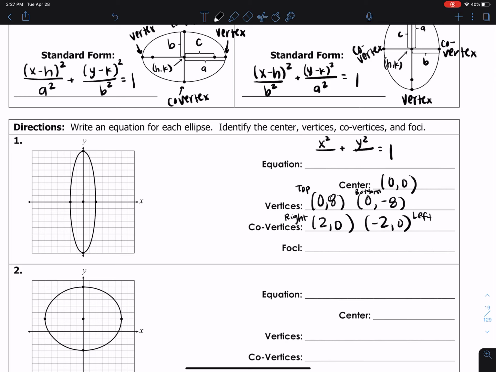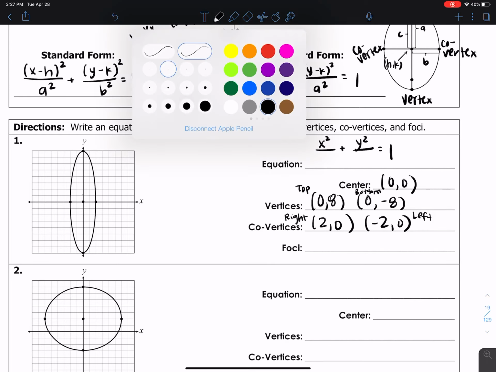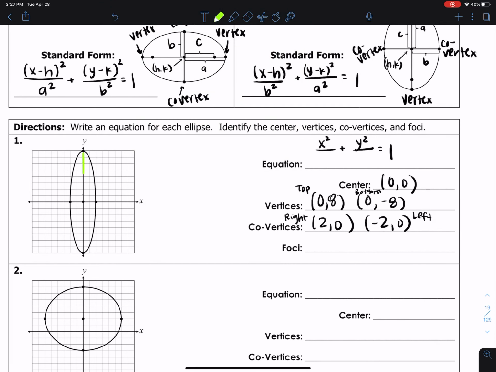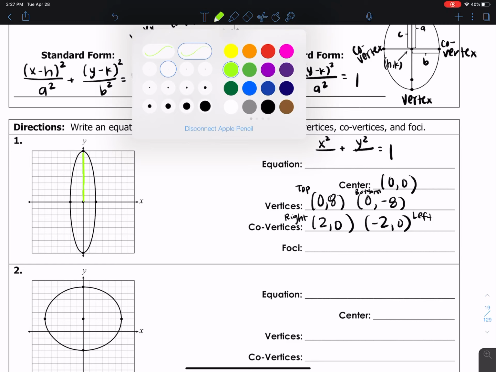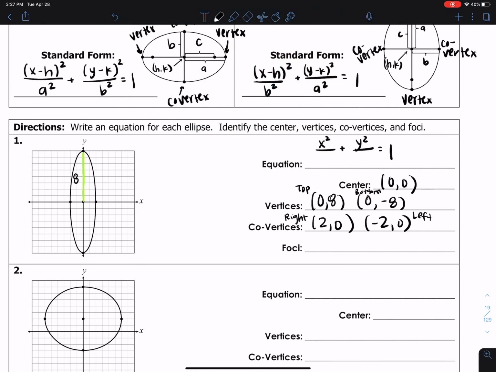Now, we know that this part right here, let me do this in a different color, this is A. We just barely went over that. So 8 is A, which means A squared is 64. And since it's a vertical ellipse, we put it under the y squared. Now the other part, this is B, which is 2. So we put b squared under x squared, so that's 4.